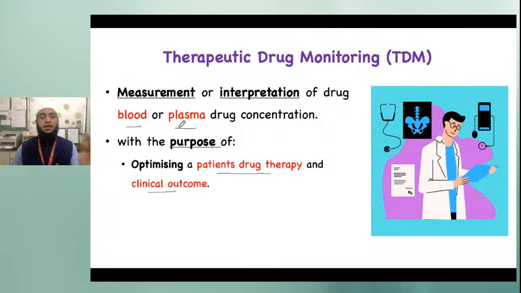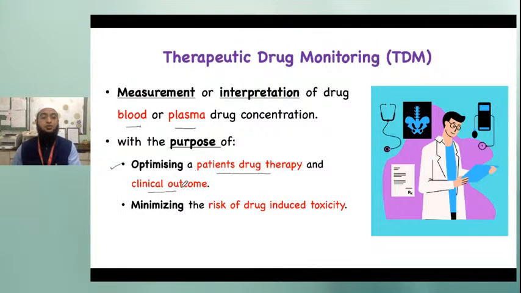Okay. Suppose you are not getting the optimum plasma drug concentration, then accordingly you can adjust the drug. If it is giving a higher concentration that may lead to toxic effect, then you can reduce the concentration. Likewise, if the concentration is below the therapeutic range and it is not producing the expected pharmacological effect, then you can increase the dose of the drug. So this is how, by measuring and interpreting the blood and plasma drug concentration, you can optimize a patient's drug therapy and clinical outcome. This is the first purpose.